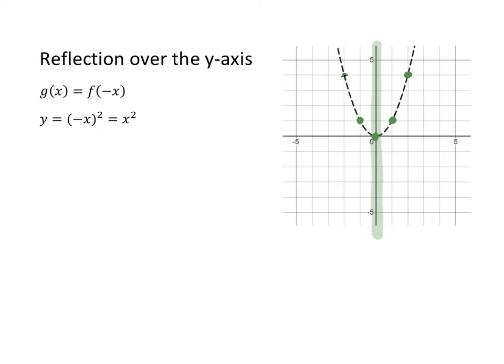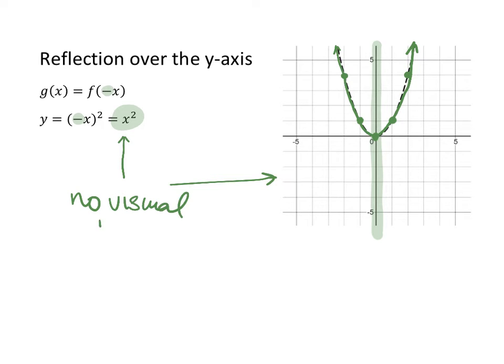and vice versa. Look, it ends up being right on top of the actual parent function. Nothing has happened. There's no visual change. That's because in the actual function itself, there is no visual change. So you don't change it at all? Not for this function. In Algebra 2, when you deal with odd functions, there will be a visual change, but this is called an even function. It's symmetrical about the y-axis, so when you flip it, it lands right on top of itself.